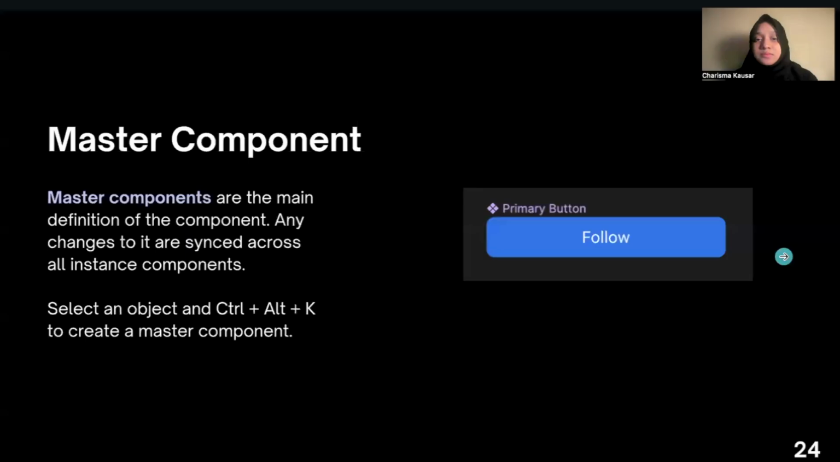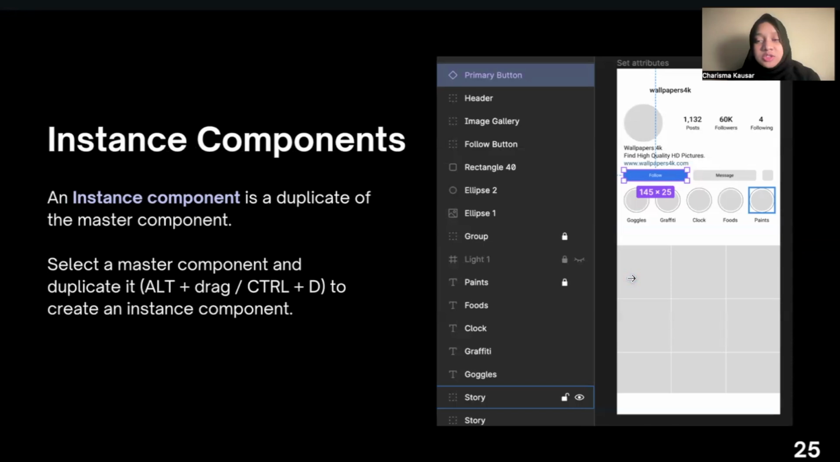Let's take a look. So when creating components, you need to understand the concept of master component and instance component. The master component is the main definition of the component, and this is where you define how my button needs to look. And if you use a copy of this button somewhere else, and if you make a change in this button, the same changes will be synced across the other buttons. So that is why you need a master component. An instance component is when you copy and use it somewhere else, and all of the changes will be synced.